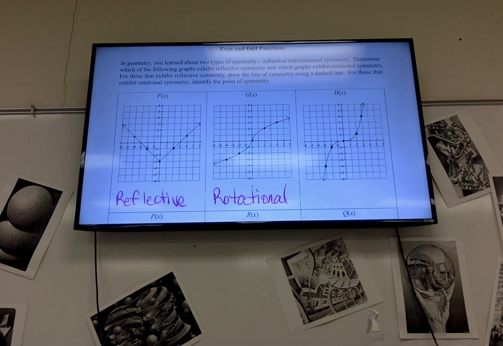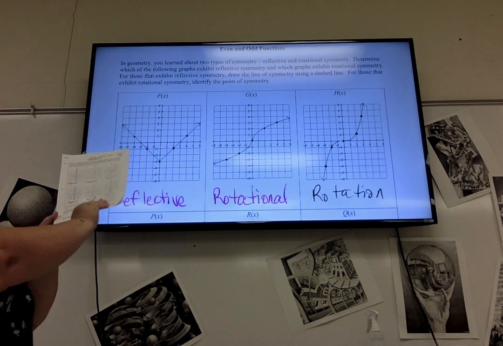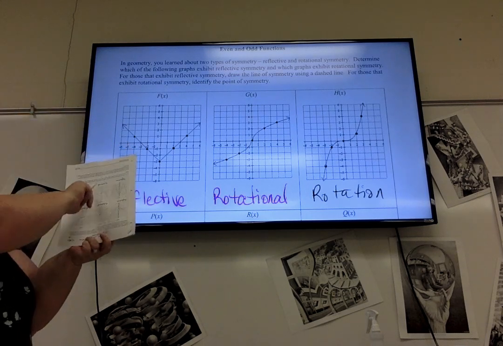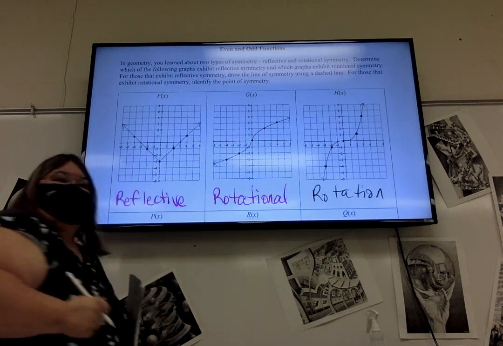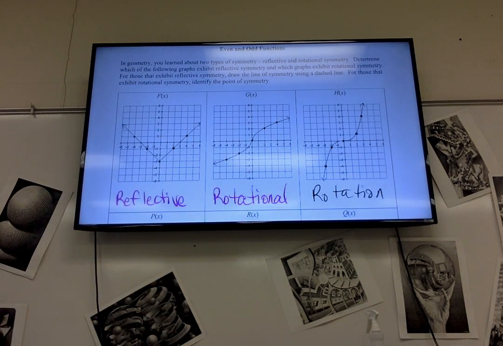So Justin, what's H of X? Reflective. So if I fold it, does it land right on top of itself? No, because if it was reflective, then it would look like that. So it must be then what? Rotation. And the way to figure that out is if I flip that upside down, which if I flip this, it's not going to help us any. But if I take that and I flip it upside down, it looks exactly the same as it did. That's all you get to do. Yes.